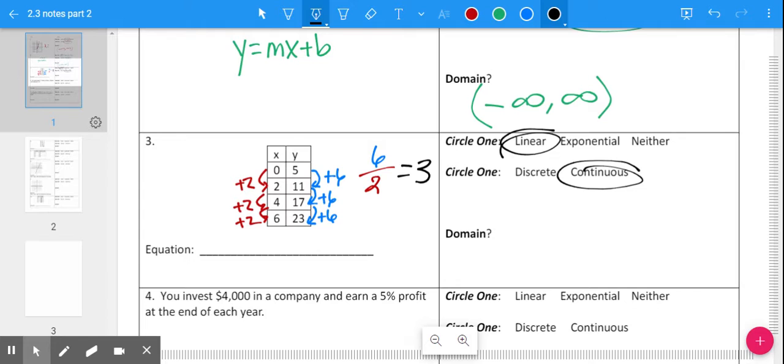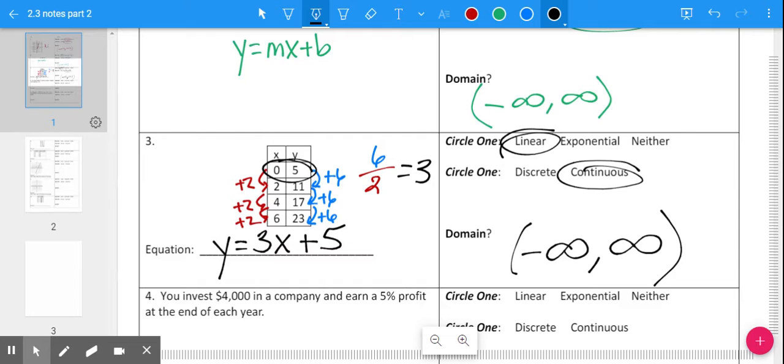It wants our equation, so we've got y equals 3 as our rate of change, which is always touching x, plus 5, which is our beginning amount, your y-intercept. Again, this is a straight line with arrows on both ends because there's no context, which means it's going to go towards the negatives for infinity and the positives for infinity.